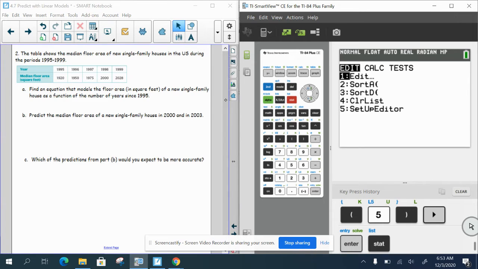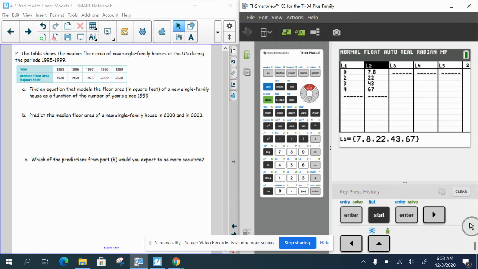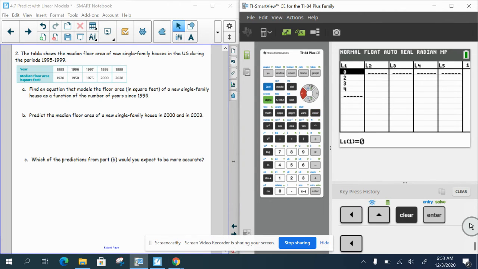The most important things, which I emphasized in class, were stat edit and stat calc. Those are where you're going to enter your list and get your equation. So if you write anything down, you're not taking very good notes, but if you write anything down, it's stat edit, stat calc. All right, so once again, we're going to write 0 for 1995. So 0, 1, 2, 3, 4.